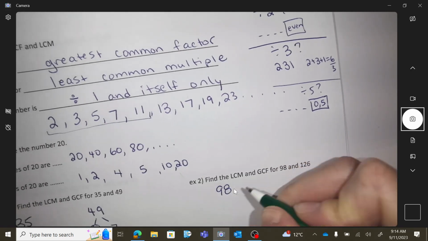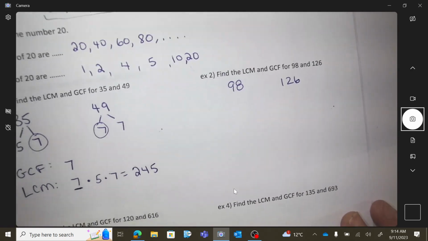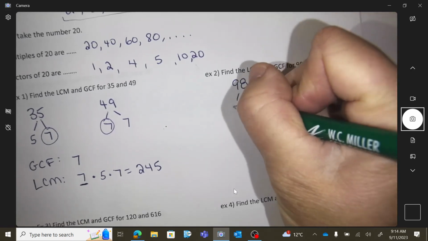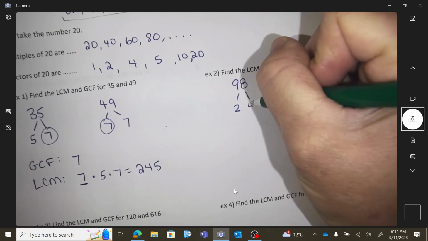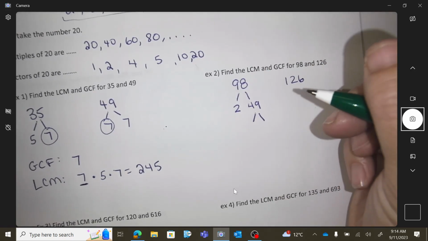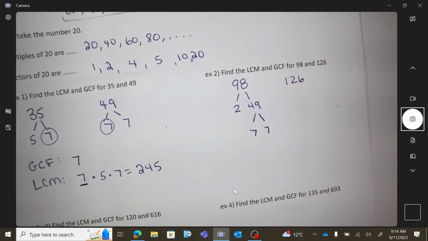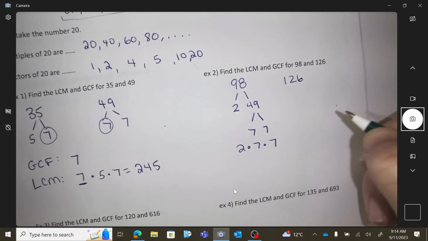Okay, here we go. Name 98 and 126. 98 is divisible by 2 because that's even, so I'm going to start there. 2 times 49. 49 is divisible by 7, so 7 times 7. So the prime factors are 2 times 7 times 7.